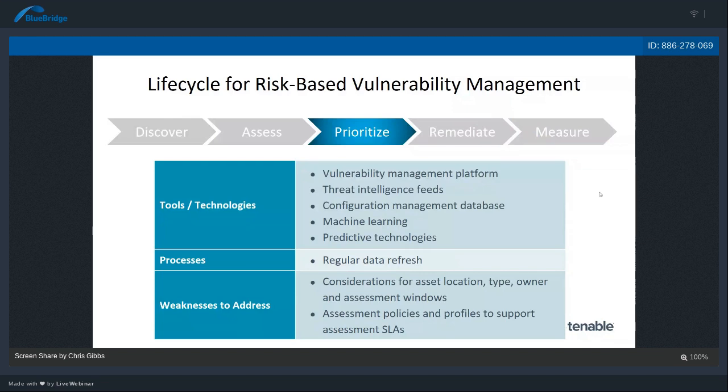This is going to help us address a few weaknesses in the environment. So we're going to be able to identify specific considerations that we need to have for different types of machines, locations, devices, the owner. Like I said, maybe a certain owner's device has a higher priority or a lower priority, for example. And it's going to help us build policies to support internal assessment service level agreements.